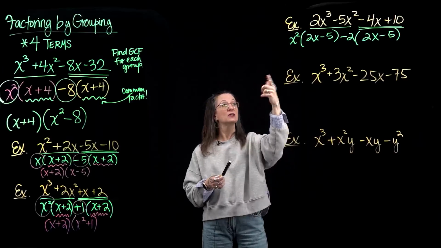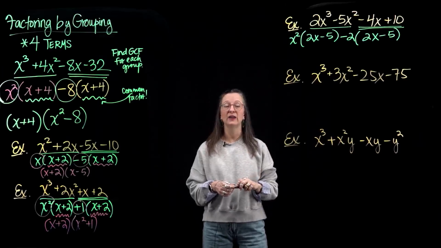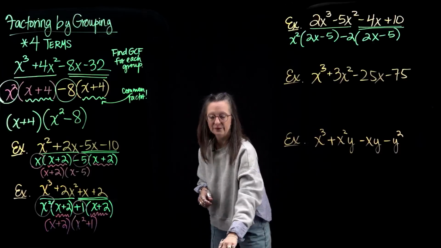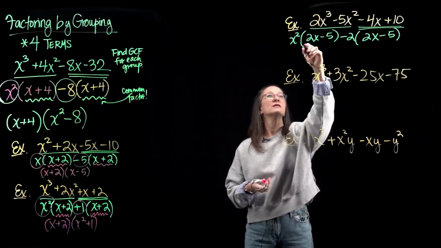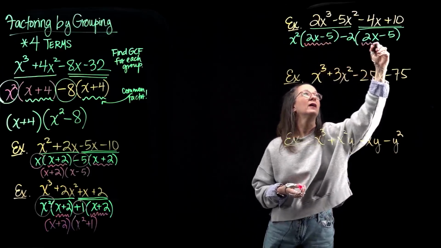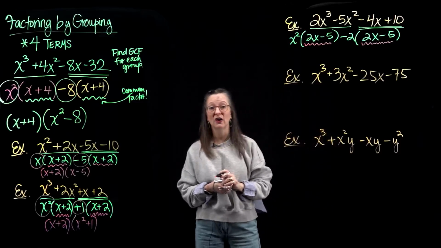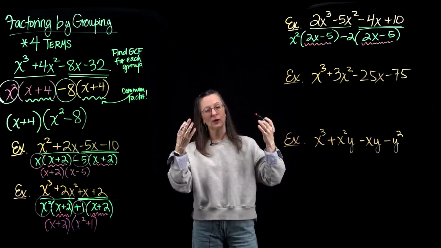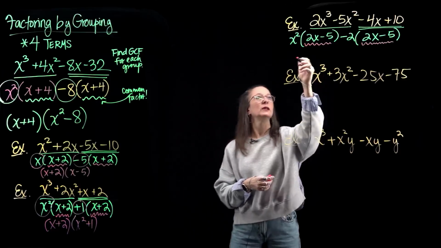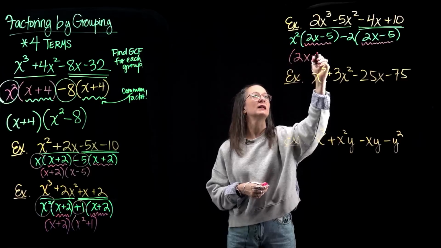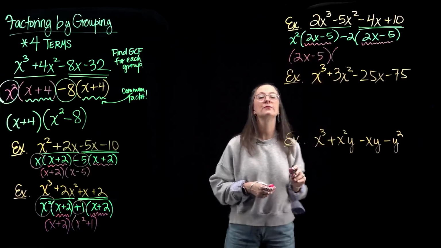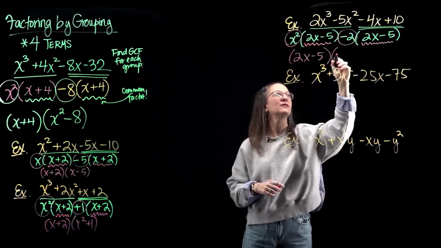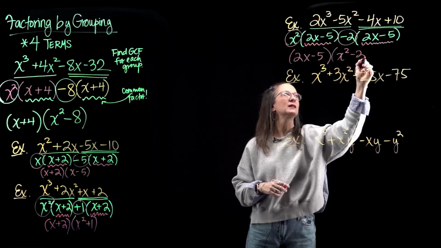So I would have x squared times 2x minus 5 minus 2 times 2x minus 5. Now notice both of them have a 2x minus 5. If it didn't match, we did something wrong and we need to go back and check it. So I'm going to write down that 2x minus 5 in parentheses, and then I'll write down what's left, the x squared minus 2.